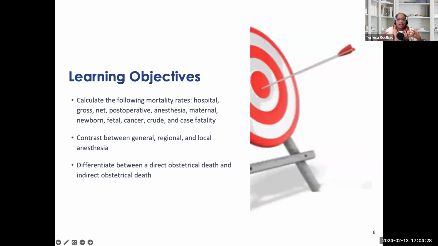With that, we're still going to calculate mortality, but we have to talk about hospital gross and net, postoperative, which I really don't like to talk about, and intraoperative anesthesia. Then those tough subjects I was mentioning: maternal, newborn, and fetal death rates, cancer, crude, and case fatality. The chapter wants you to know the difference between general, regional, and local anesthesia, as well as being able to calculate direct obstetrical deaths as opposed to indirect obstetrical deaths. And then we'll jump into autopsies in the next chapter.